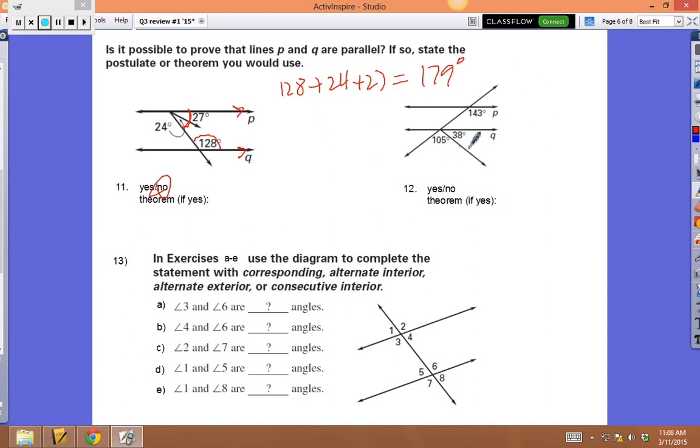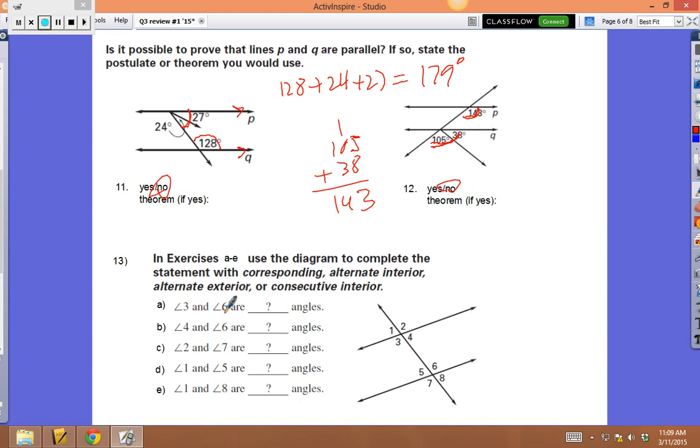So on 12, if you add this angle right here, and these two together, did they add and give you 180, or are they congruent? And these two have to be congruent. They're the same. They're corresponding angles. So if these are really both 148, then yes, they're parallel. And this is 105 plus 38. That's not going to happen. So this is 143. So it's no. If it would have added and equaled 148, then yes, they will be parallel because corresponding angles are congruent.